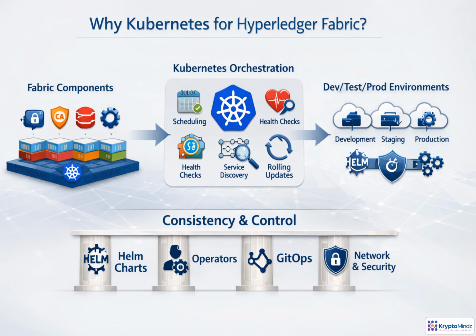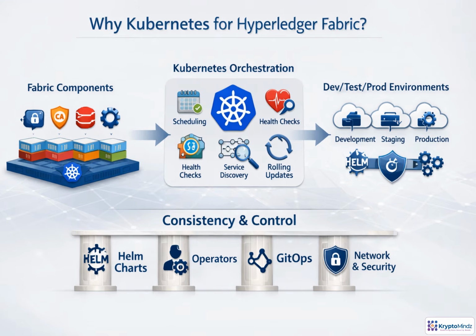Hyperledger Fabric fits naturally into a container model. Peers, orderers, certificate authorities, CouchDB, and chaincode services can each run as managed pods. Around those containers, Kubernetes provides scheduling, health checks, service discovery, and safer rollout patterns.